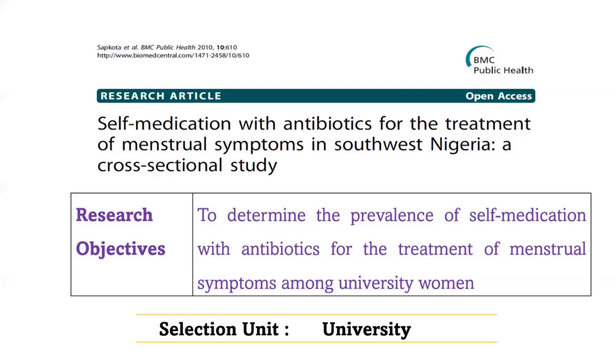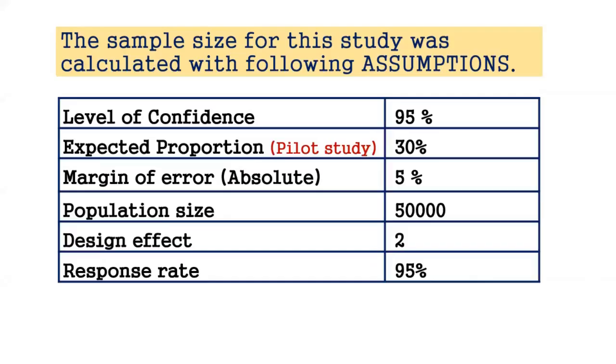Self-medication with antibiotics for treatment of menstrual symptoms in Southwest Nigeria, a cross-section study. So the objective is to determine the prevalence of self-medication with antibiotics for the treatment of menstrual symptoms among university women. And here the selection unit was university. So you have to apply the concept of design effect.